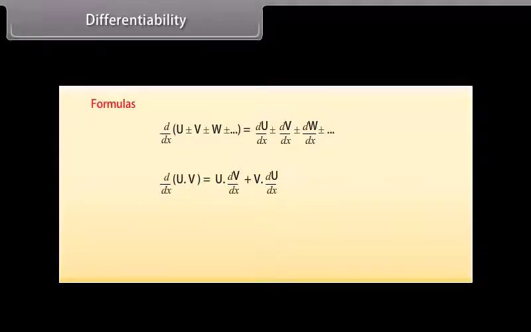Differentiability. Formulas. d by dx of u plus minus v plus minus w plus minus and so on is equal to d by dx of u plus minus d by dx of v plus minus d by dx of w plus minus and so on. d by dx of u into v is equal to u into d by dx of v plus v into d by dx of u. d by dx of u by v is equal to v into d by dx of u minus u into d by dx of v divided by v square.